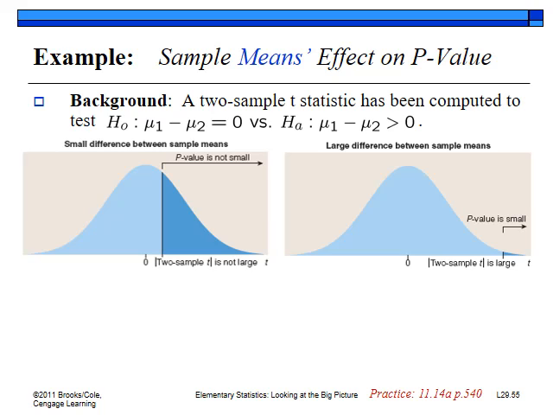So what's the effect on the p-value? It's just what we've seen before. If t is big, we get a small p-value, and vice versa.